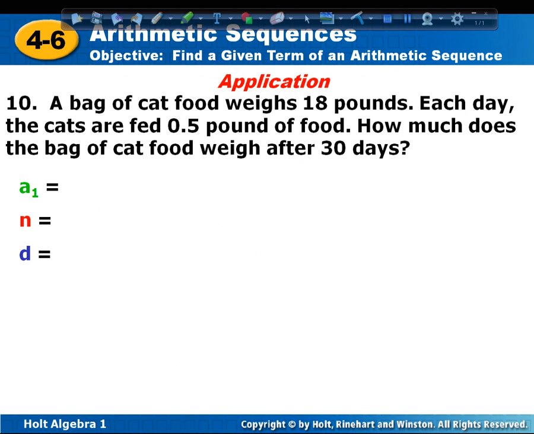Alright, number 10, a bag of cat food weighs 18 pounds. Each day the cats are fed 0.5 pounds of food. How much does a bag of cat food weigh after 30 days? Go ahead and pause the video and try this one on your own. It's very, very similar to the cargo example in number 9.